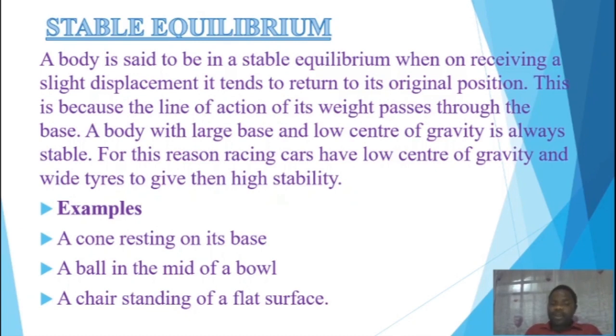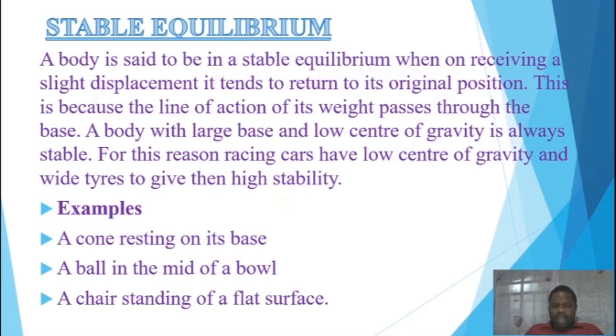So we say that a body with a large base and low center of gravity is always stable. So it is for this reason that racing cars have low center of gravity and wide tires to give them high stability. If you look at the racing car, they are very close to the ground. The reason why they are very low like that is to do what? To ensure that the center of gravity is very low. And if you see them also, their tires are very, very wide. This is to make sure that their base is wide. So with any slight displacement, the car will return to its original position.